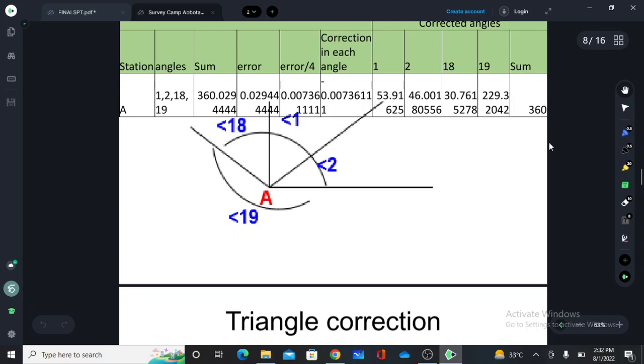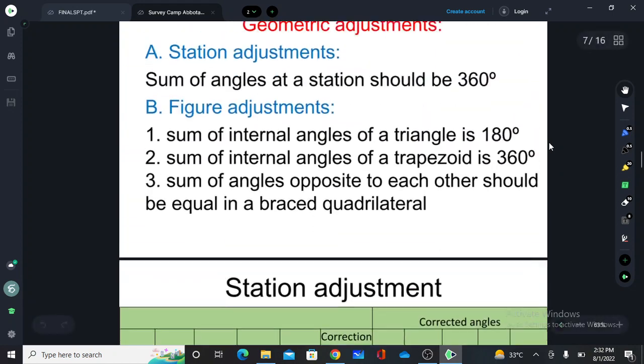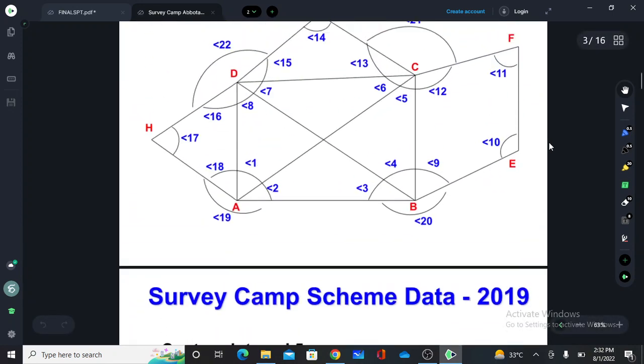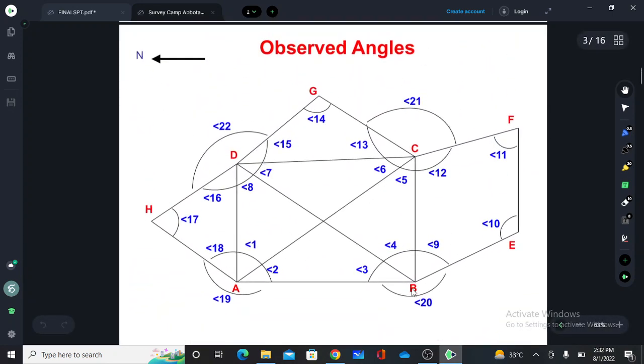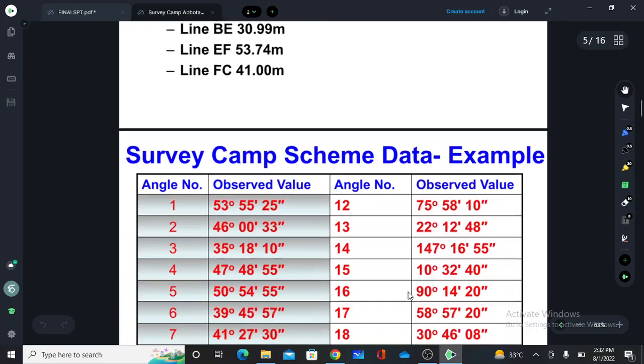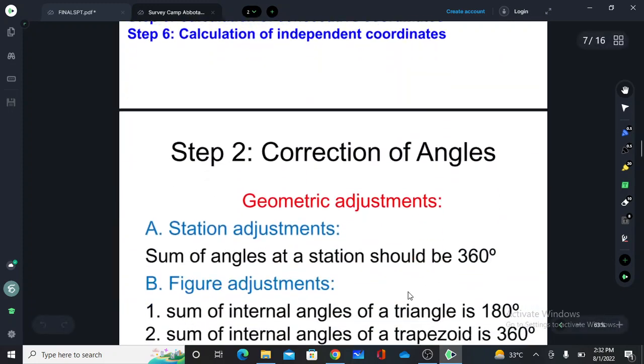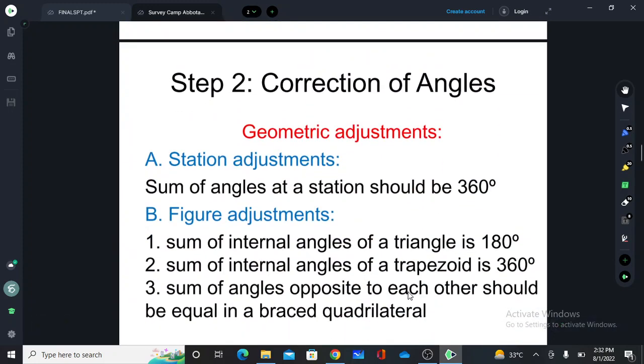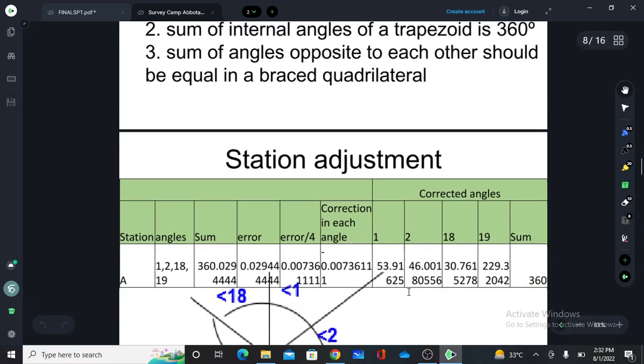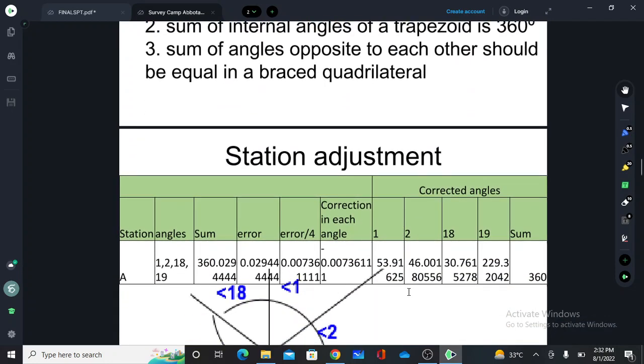You will do station adjustment at all the points actually. If you go back to the scheme, you will apply station adjustment to A, B, C, D, E, F, G and H. Do all these summations and ensure that the angles are 360 degrees, and if they are not, then find out the error and divide that error by the number of angles at that point, and then apply correction to all the angles in equal amount.